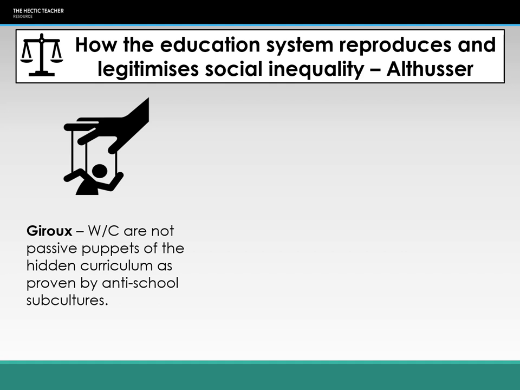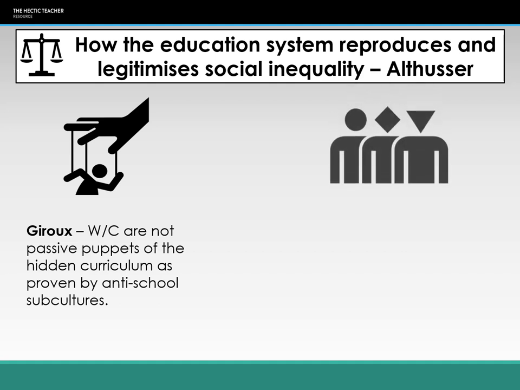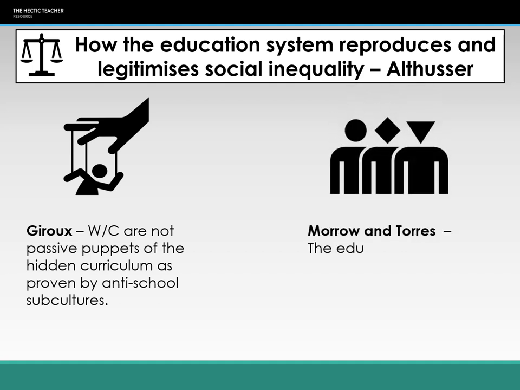Okay, and he also argues that Marxists fail to acknowledge that it's not just about class. There are other factors which have an impact on educational achievement, such as gender and ethnicity. And oftentimes it's the combination of these three things that create working class success or failure. Okay. The other argument against this idea comes from Morrow and Torres, who are postmodernists.